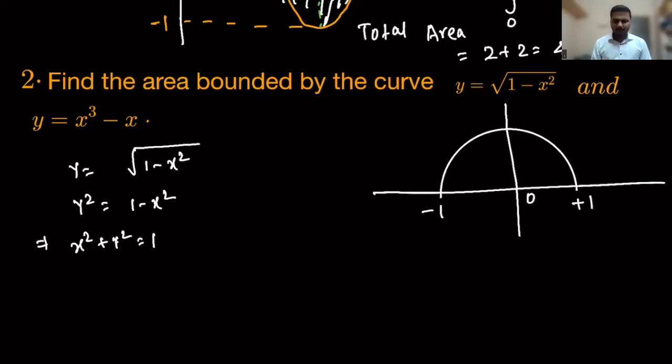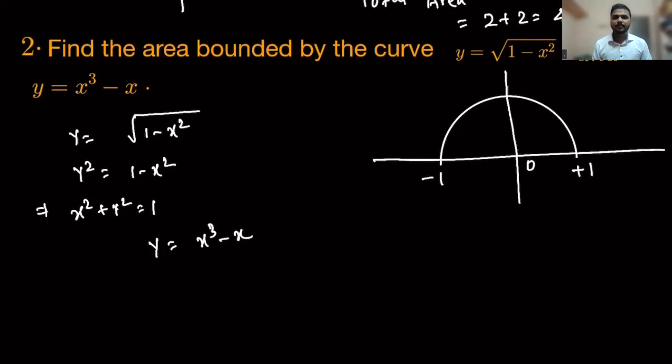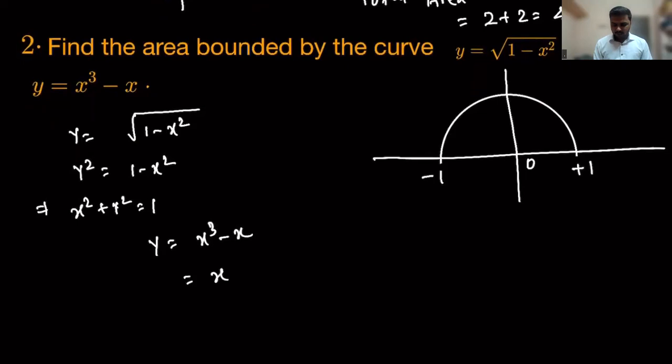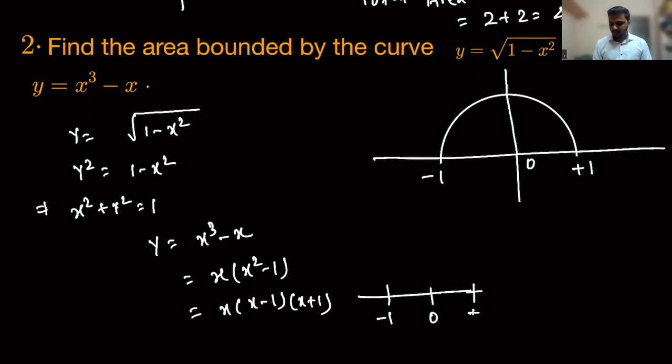If I draw the graph of y is equal to x cube minus x, how can we draw the graph? Very simple. You can take it as x into x square minus 1. If I factor it, I get y is equal to x into x minus 1 into x plus 1. By the wavy curve method also, we can see this is minus 1, this is 0, and this is plus 1. After that plus 1, you can say positive, negative, positive, negative. So greater than plus 1, it will give you a positive value, 0 to 1 will give you a negative value, and minus 1 to 0, a positive value.